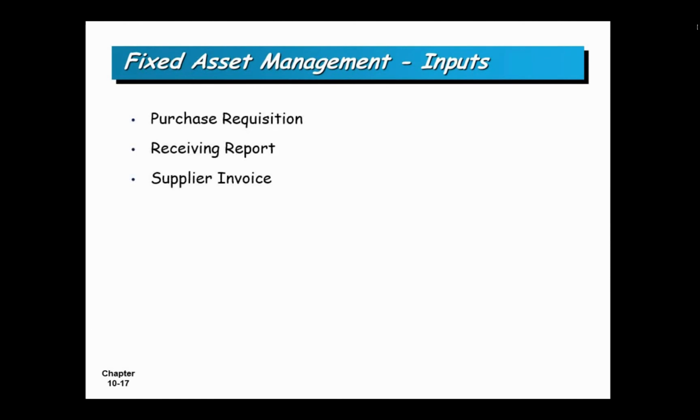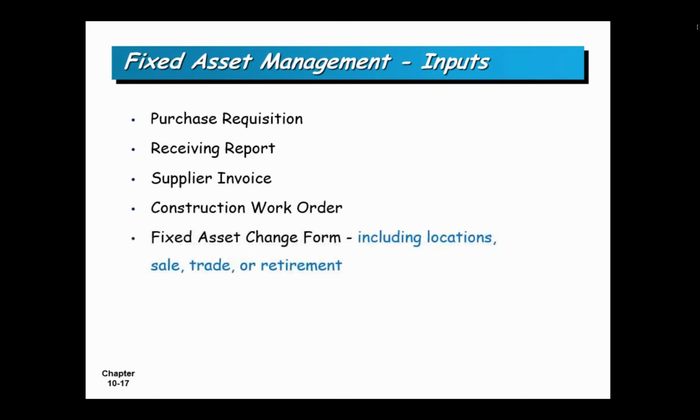Some of the inputs to fixed asset management are purchasing rec. There you go, a rec again. You want to buy a new fleet of cars. You have to put in a rec for it and have somebody okay it. Just like in any other purchasing process, you have a receiving department. When those cars come in, you probably want to check to make sure they're what you ordered. And you get an invoice. If you're doing construction, you have a work order for the construction. Changes over the life of the fixed asset, as it might move locations and move departments. It might be sold, traded, or retired.